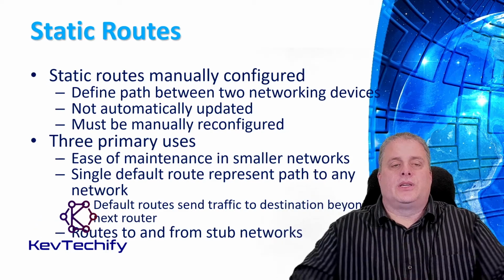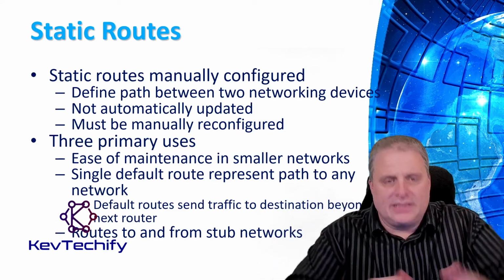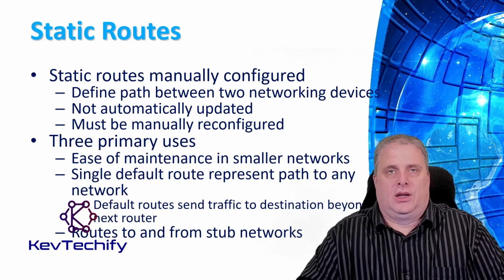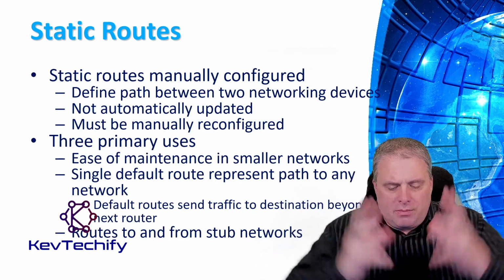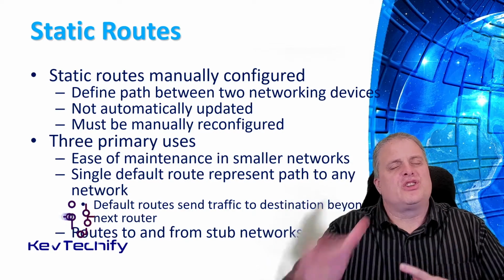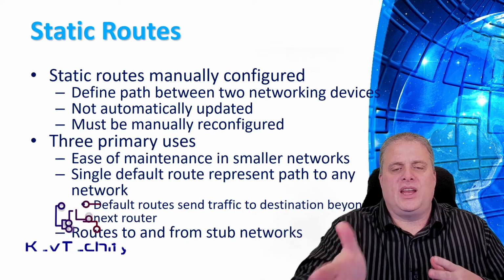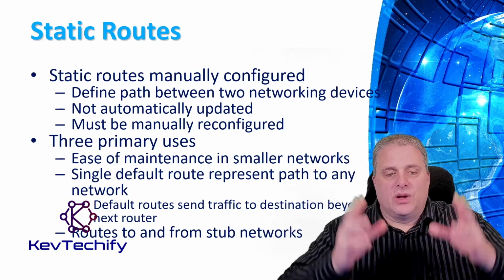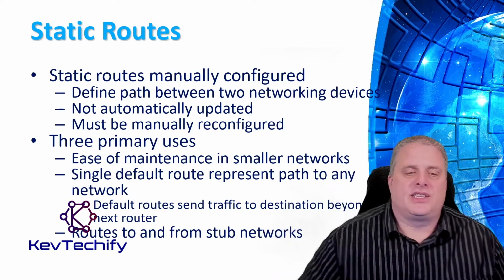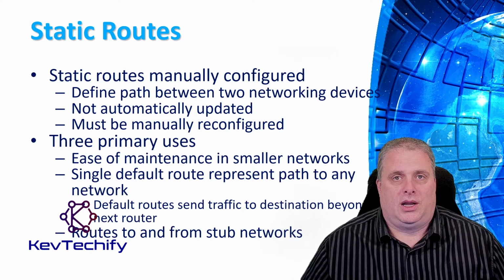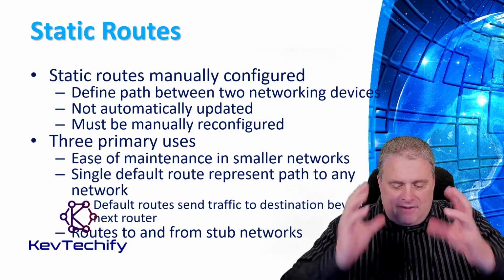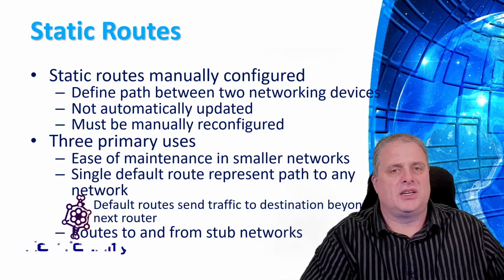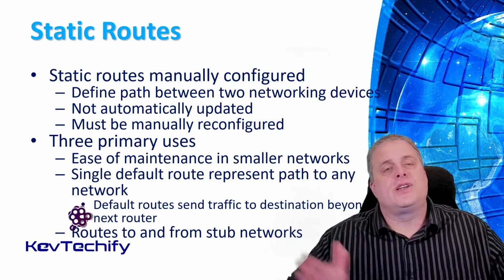The second use is a single default route that represents a path to any network. And if you want to make sure that the traffic gets to a certain network and uses a certain way to get there, you set up a static route to do that. So default routes send traffic to a destination beyond the next router. And if you want to make sure it goes a certain way to a destination, you set up the static route and force it out an interface.